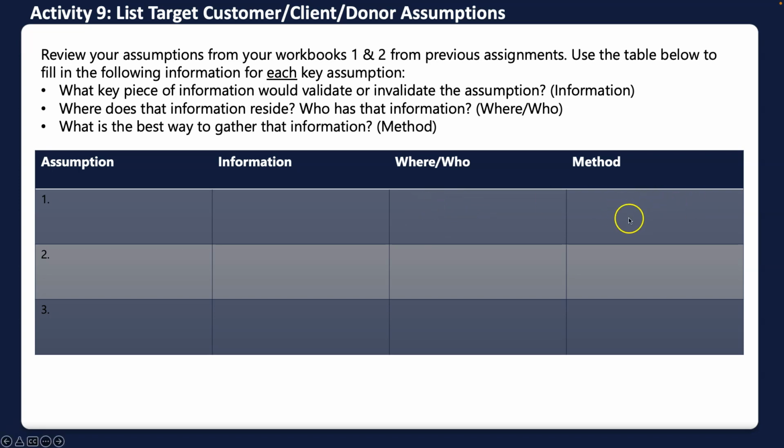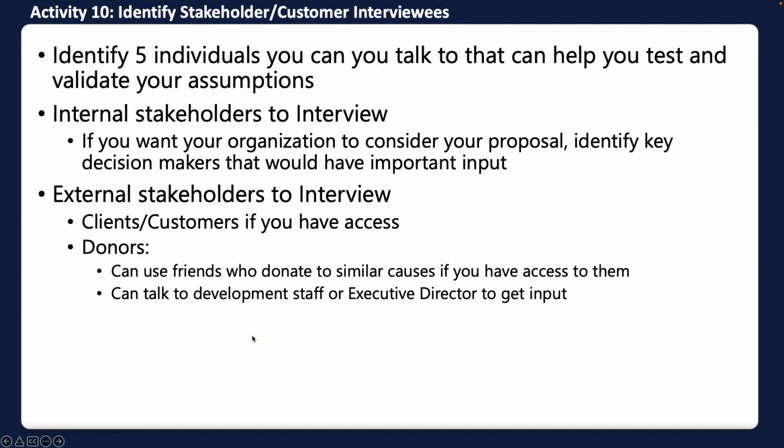And the best way to gather it, it could be a survey, it could be an interview, it could be just web browsing. But the idea is you want to be able to put in how you're going to get that question answered. And so this is taking, going back to workbooks 1 and 2, that long list. You're going to work and drop them right here into this table. Again, add more rows as needed.